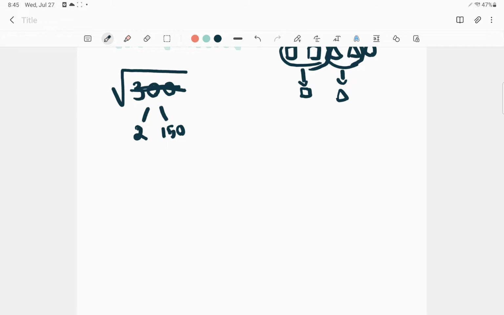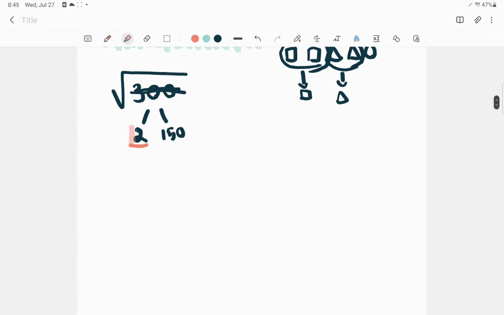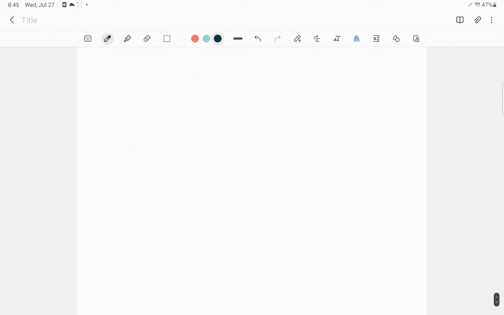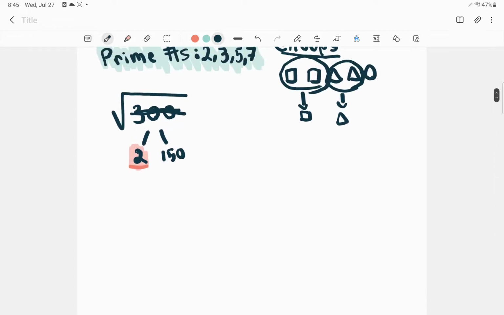Now, second thing that I want you guys to do, and you can do this while you're going through or at the very end, I want you either to underline, shade, or circle your prime numbers. So I know 2 is a prime number, so I'm going to go ahead and do that. Oops. But we're not done with the factoring tree yet. We still have to continue.